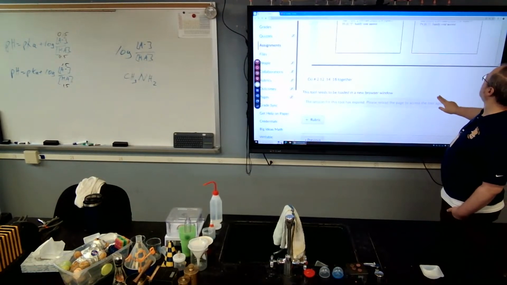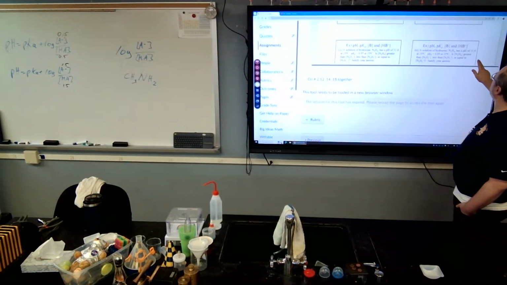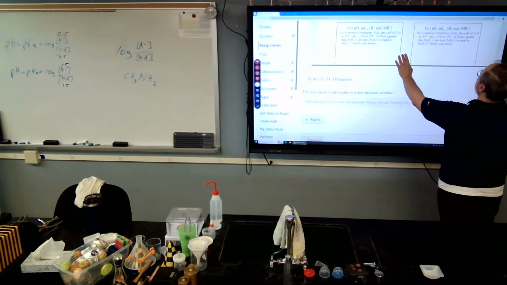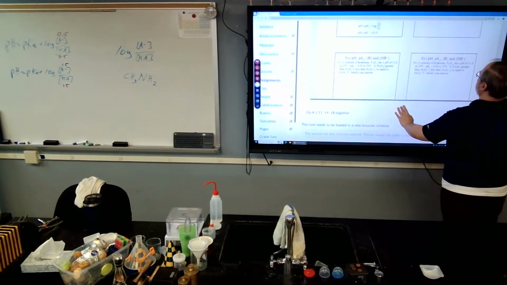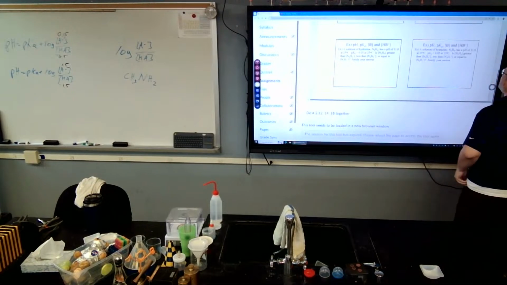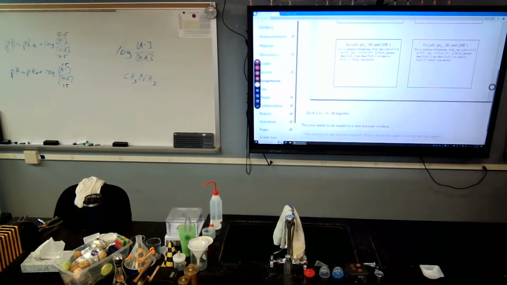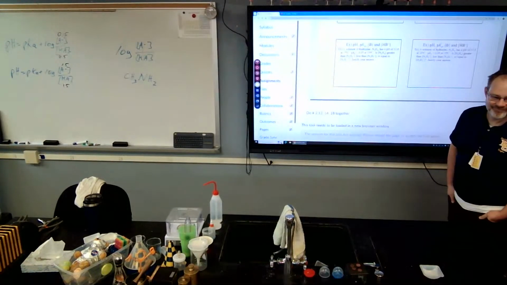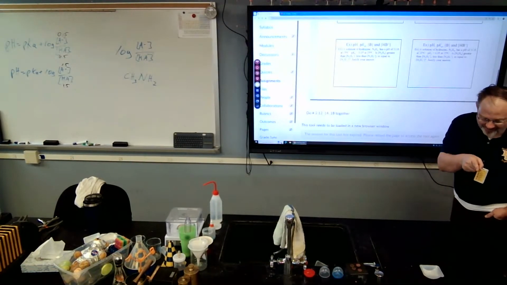Okay. Now it's just math. All right, we're going to do this last one. A solution of hydrazine, N2H4, has a pH of 11. Why is hydrazine a weak base? Because it has the nitrogen pull.